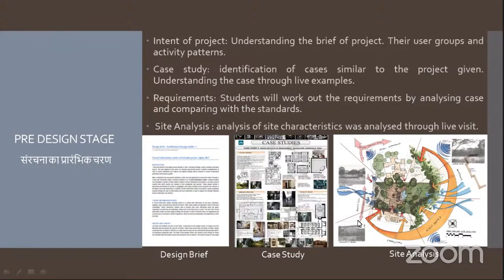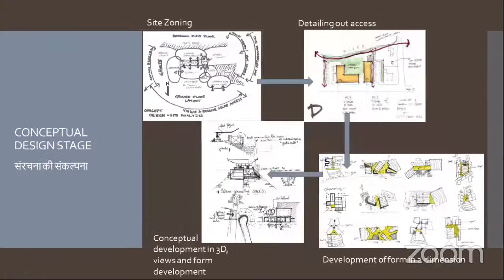So this is a site analysis. When we talk about site, site ko study hum bahut sare parameters pe karte hain, for example vegetation, sun path, wind movement, north, the best orientation possible of a building on the site. This is what site analysis comprises.